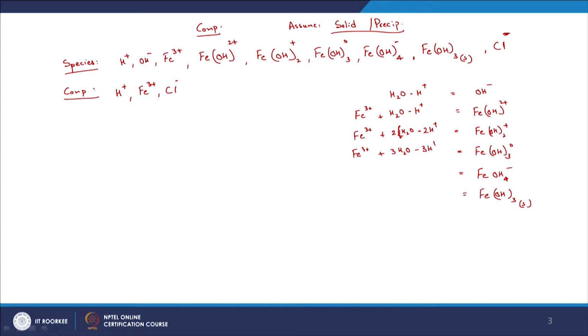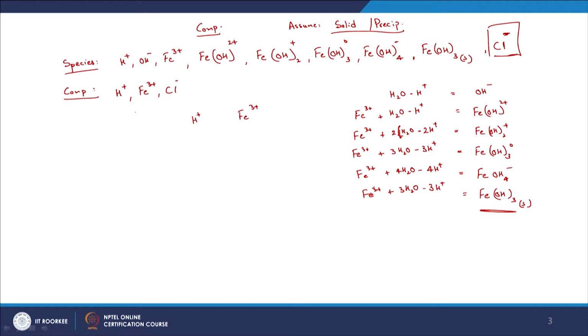3 times H plus, and Fe3 plus 4 times H2O minus 4H plus, and Fe3 plus 3 times H2O minus 3 times H plus, even for the solid, I guess, right. So now let me just tabulate this. Let's just list the tableau here, and keep in mind that I'm starting to neglect the role of Cl minus here because I haven't listed that in any of the species here. So I'm going to list only the two components here, which are H plus and Fe3 plus.